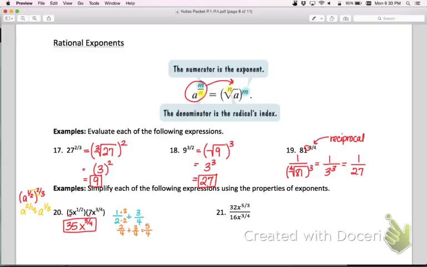Number 21 is an example where we have subtraction because we're dividing exponents. So I'm going to start. 32 divided by 16 gives me 2. Then I have to subtract 5/3 minus 3/4. The common denominator here is going to be 12. So times 4 times 4 times 3 times 3. So we have 20 over 12 minus 9 over 12, which is 11 over 12. So that tells us our x, 2x to the 11/12 power, and that's the solution.